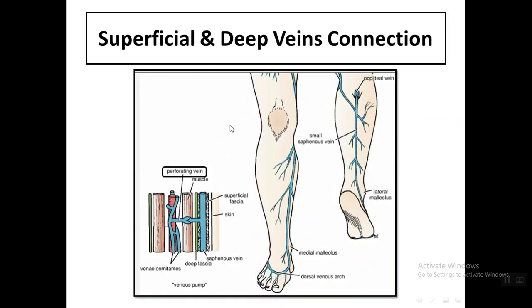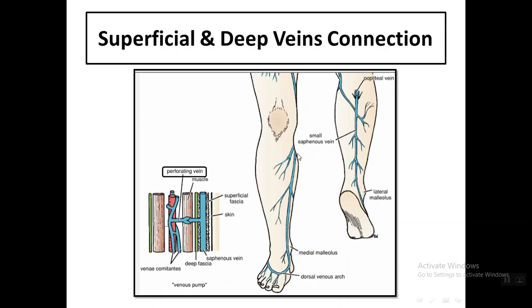There is a connection, as we said, between the superficial and deep veins. Here we have the great saphenous vein and the small saphenous vein; both of them are superficial veins running in the superficial fascia. We have another set of veins that are accompanied with the arteries, which we call deep veins or vena comitantes.